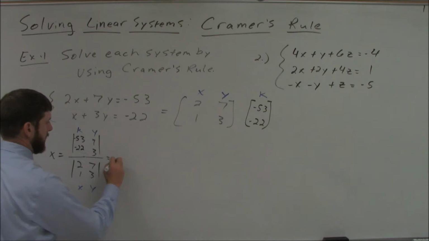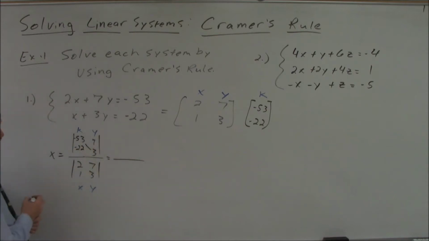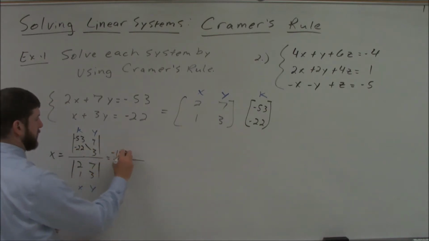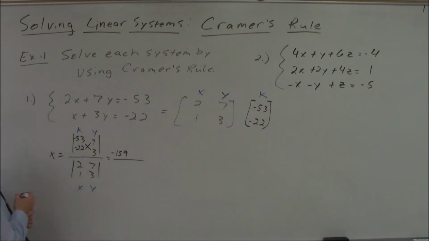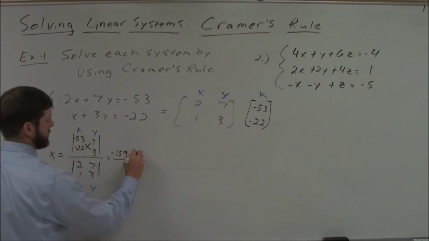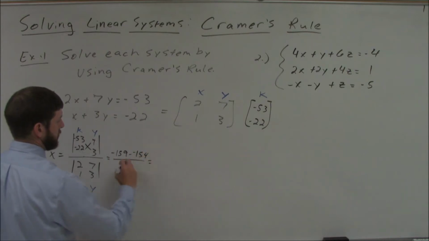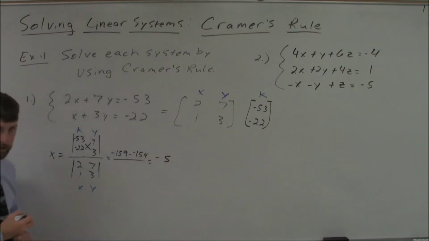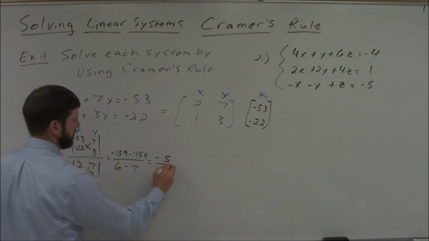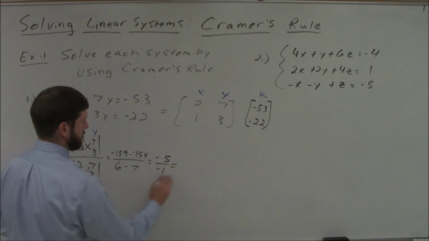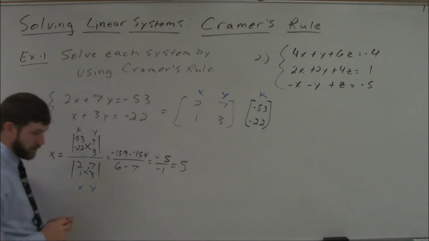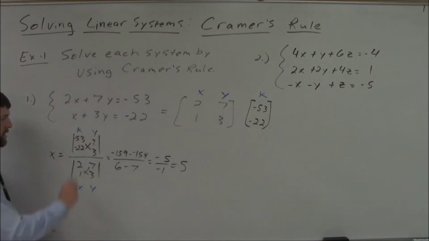Let's go through and do the math. Negative 159. We'll say negative 154. So minus negative 154 equals negative 5. Right here, 6 minus 7 is negative 1. So x equals 5. So by a couple of quick determinants, we know that the x coordinate is 5.